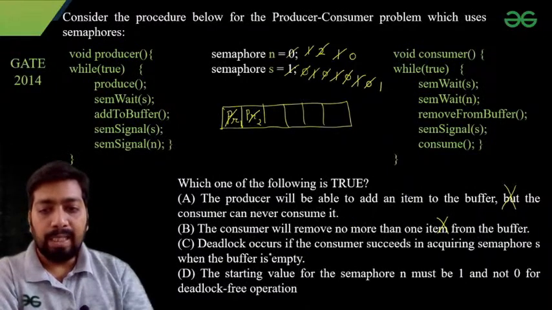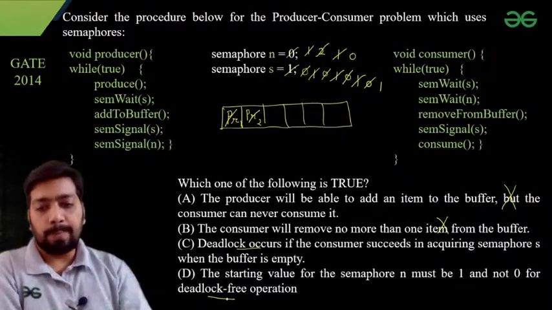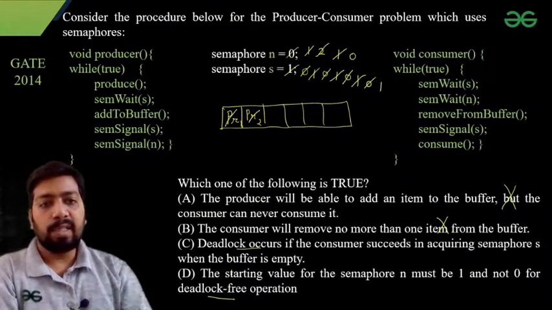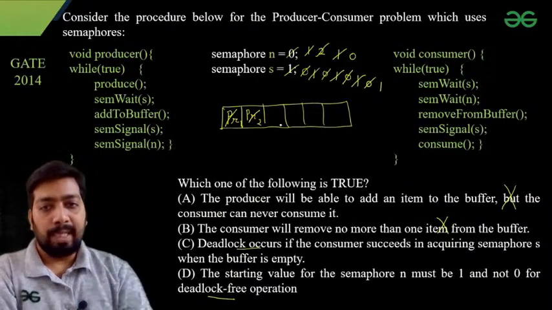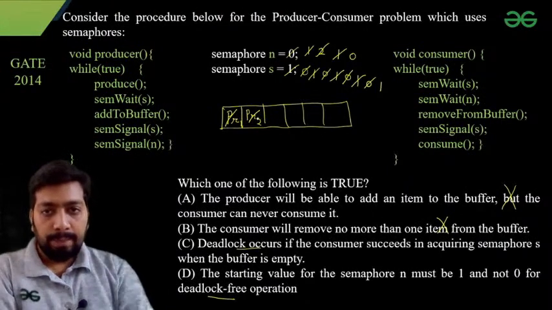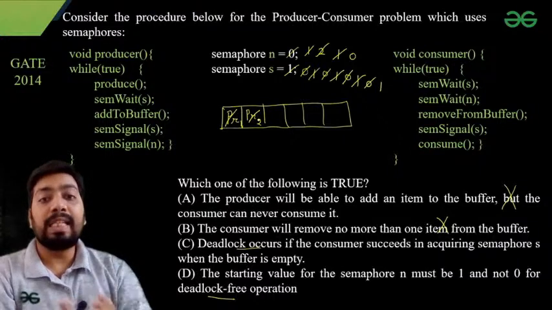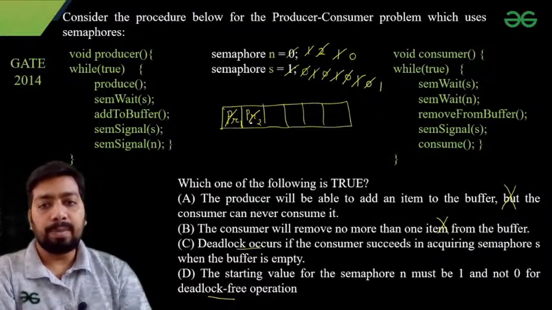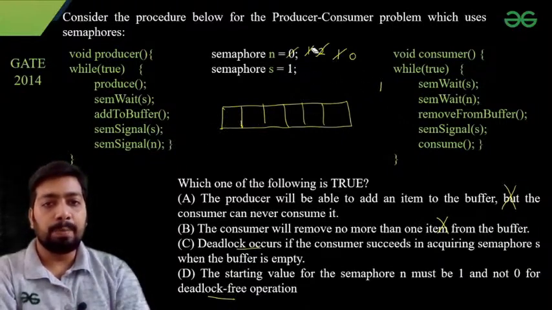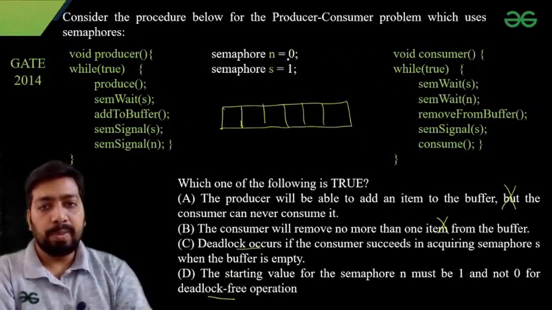Now we need to check deadlock. We need to check deadlock because option C and option D are talking about the deadlock. Suppose there is no item right now, because PR1 and PR2 both consumed. Or suppose initially there are no items, or suppose we are in the initial condition. In both cases, if items are consumed, n would be 0 and semaphore s will be 1.